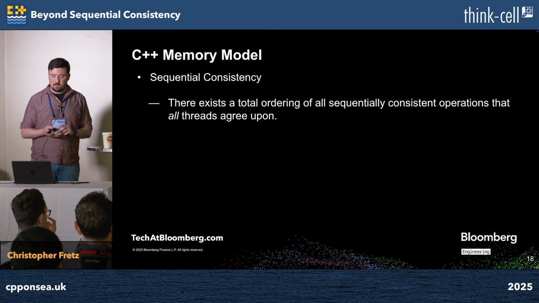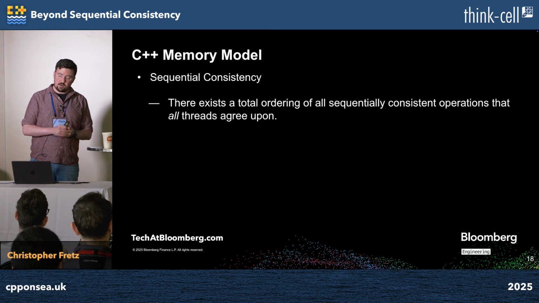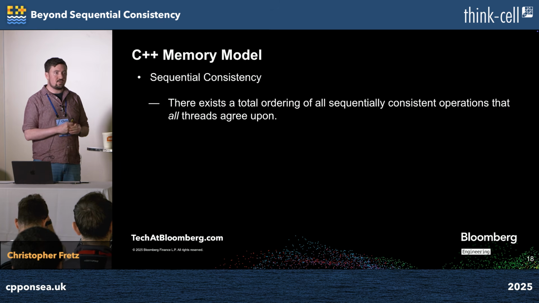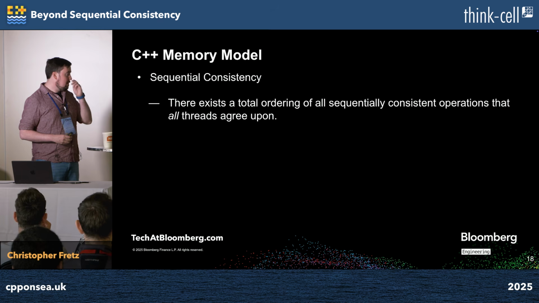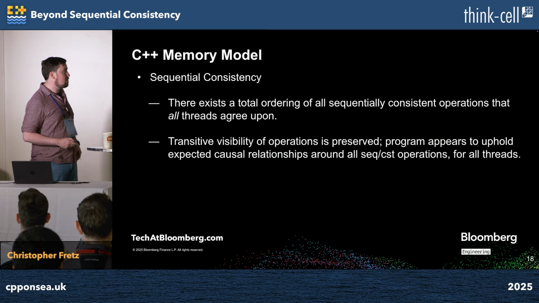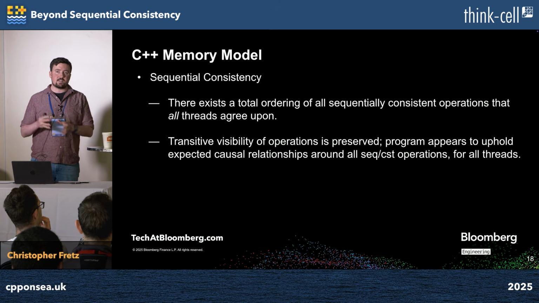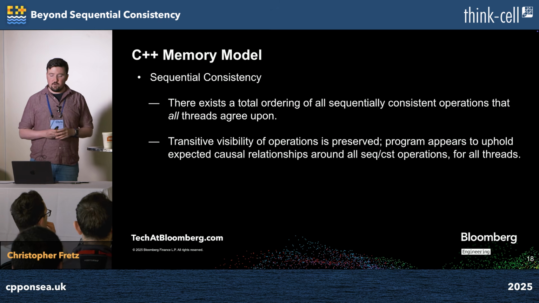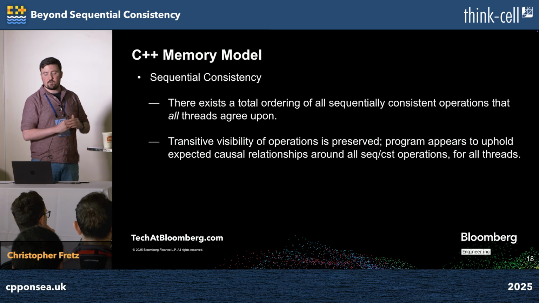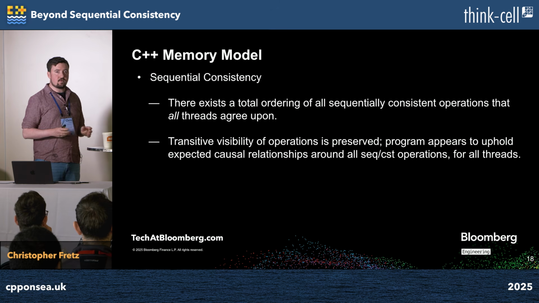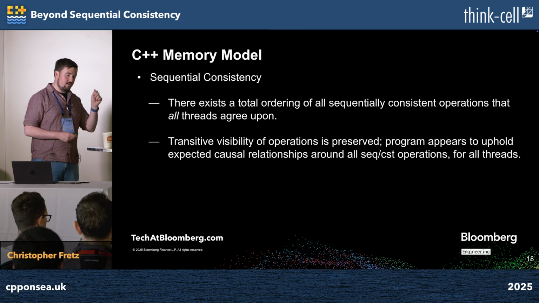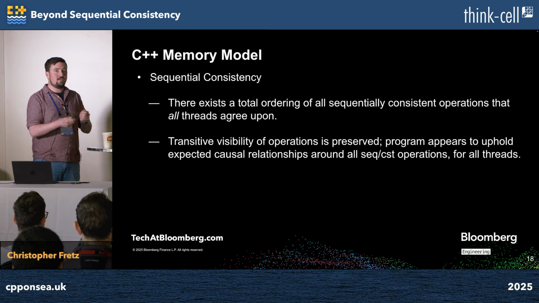With the sequentially consistent ordering, there exists a total ordering of all sequentially consistent operations throughout your program that all threads agree upon. So this is a global guarantee. Transitive visibility of operations is preserved, which is basically to say that the runtime behavior of your program appears to uphold the expected causal relationships that you declared in your original source program. All threads will agree upon the actual runtime ordering of all sequentially consistent operations. If A happened, then B happened, then C happened, all threads will agree on that. And if a thread sees that C happened, it can know that A happened before it.